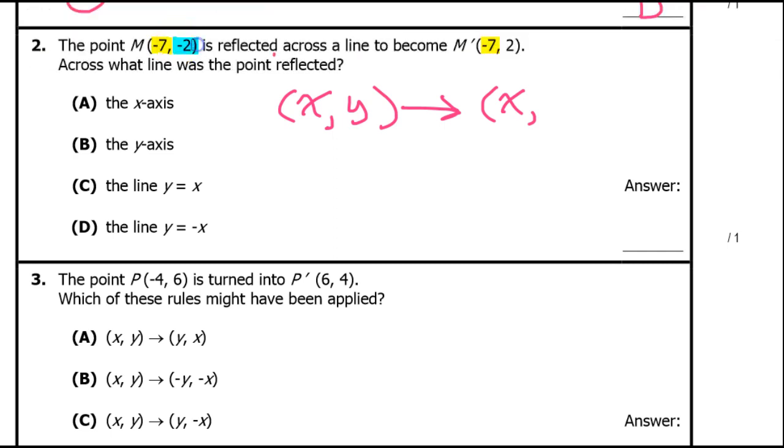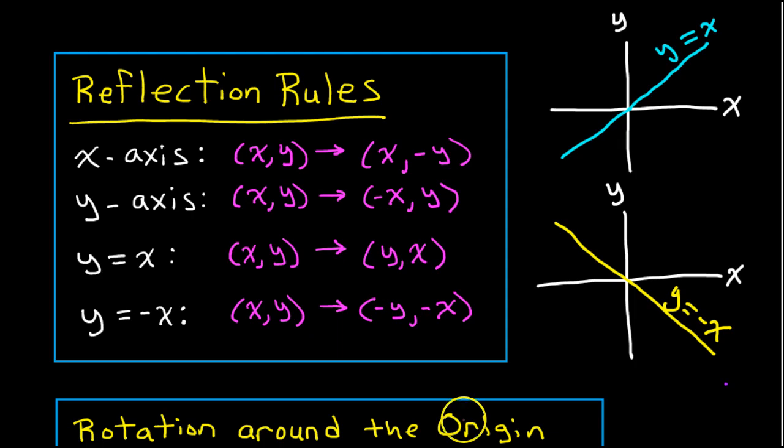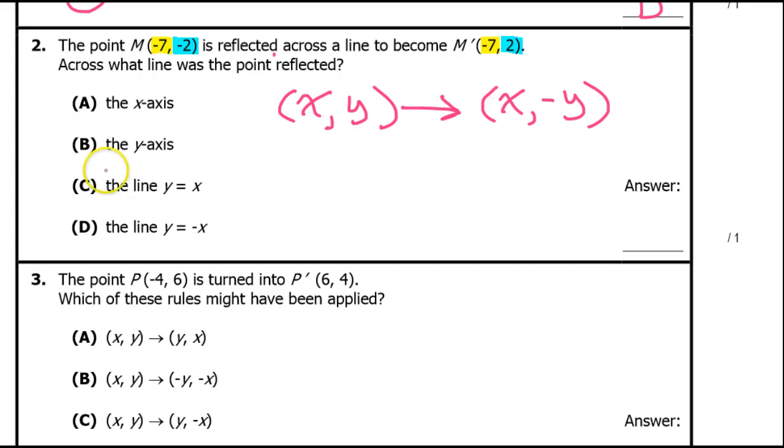The y value is -2, and then it became a +2. Notice that is the opposite. So I'm going to put the opposite of y, and so we have x, opposite of y. Remember, we memorized these rules. X, opposite of y is a reflection over the x-axis. So that's why the answer is A.